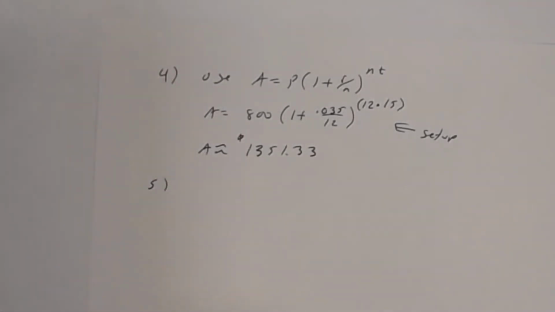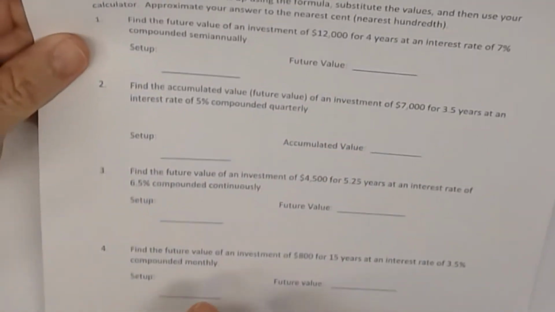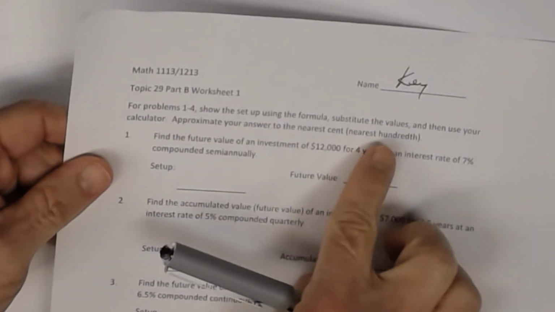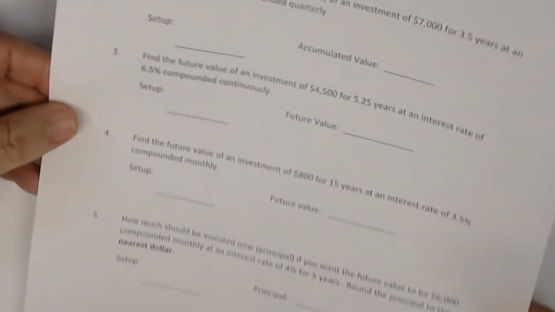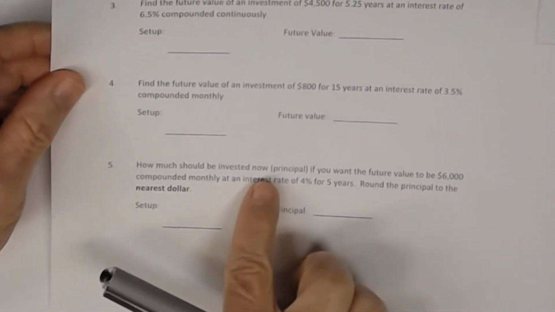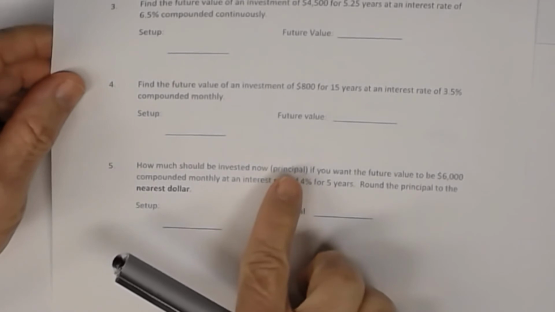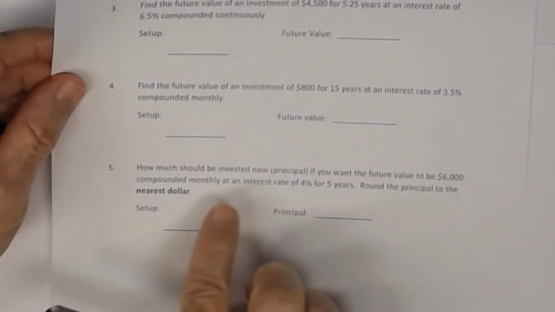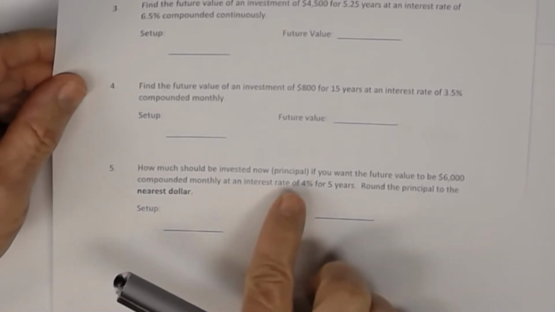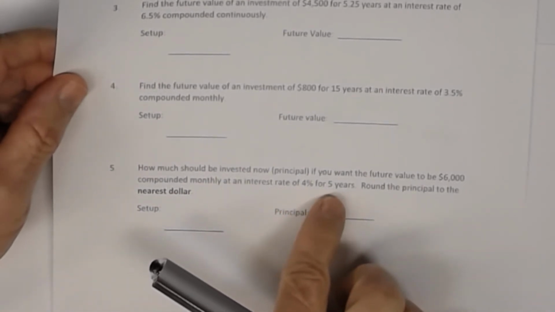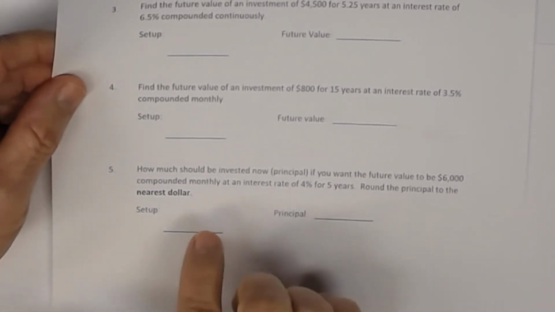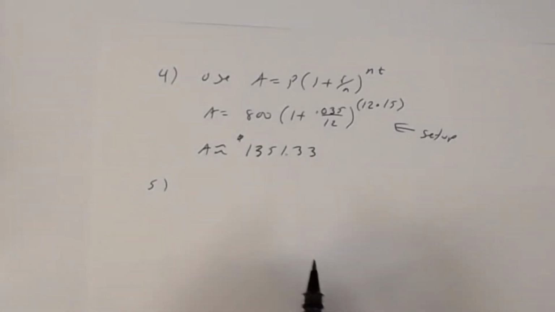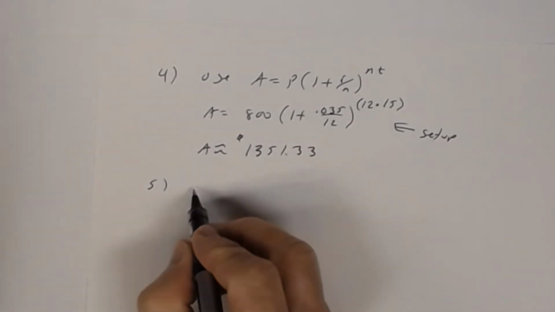And then number 5. Okay, so notice that it says in problems 1 through 4, show the setup and all that, and then round to the nearest cent. Number 5, though, it says, how much should be invested now? So now you're looking for the principal. If you want the future value to be $6,000 compounded monthly at an interest rate of 4% for 5 years, and then round the principal to the nearest dollar. All right, so the rounding's different now for number 5. So let's go ahead and do the setup.